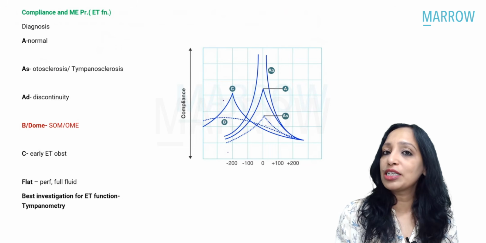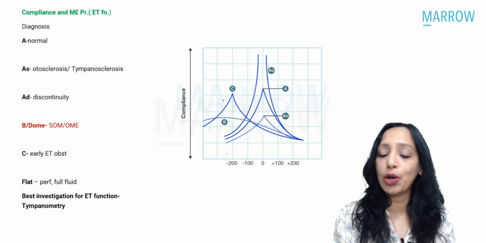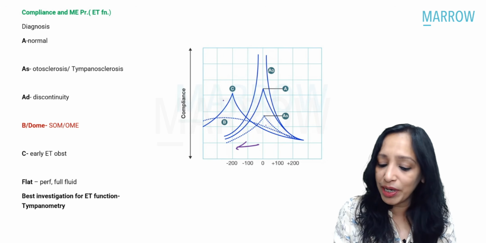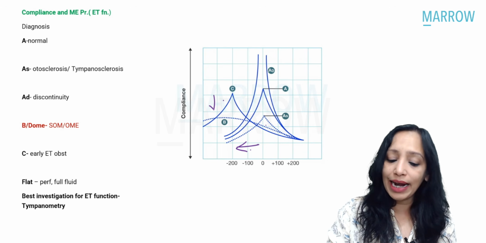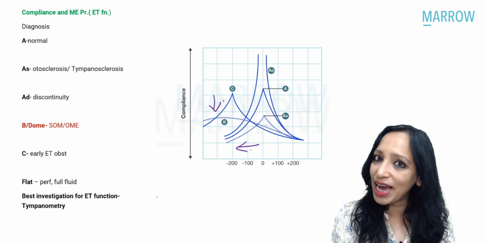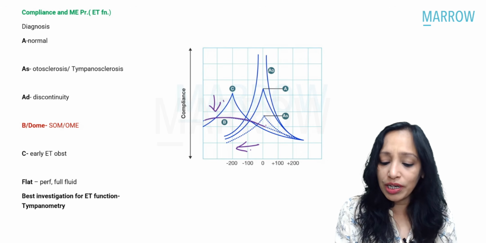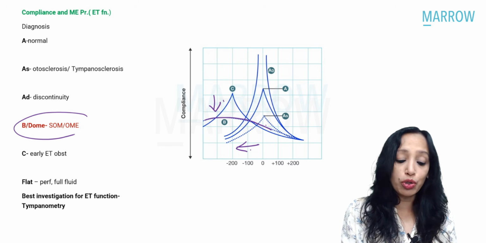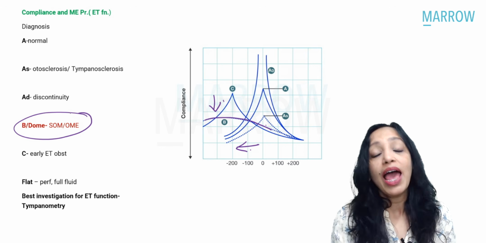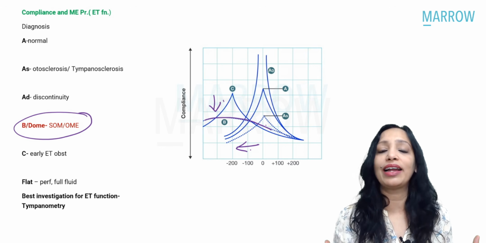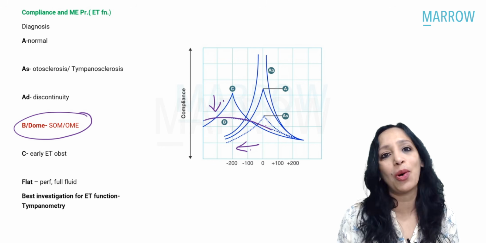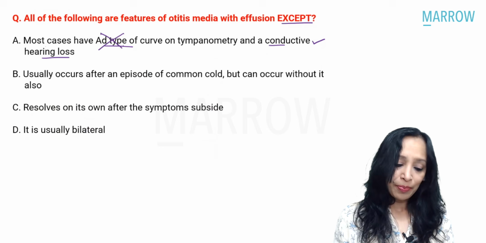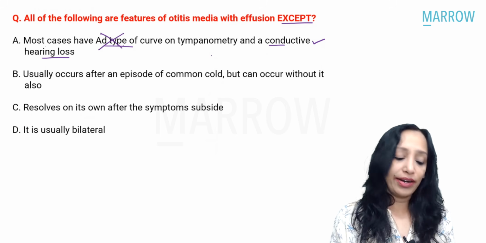In serous media, the eustachian tube is blocked, because of which there is negative middle ear pressure. And because of fluid in the middle ear, the compliance, that is the tympanic membrane mobility, goes down. That leads to the B type of curve, that is also known as the dome type of curve. And if the fluid is so much that there is no mobility at all, that can also lead to a flat curve on tympanogram, right? So this is the incorrect choice.